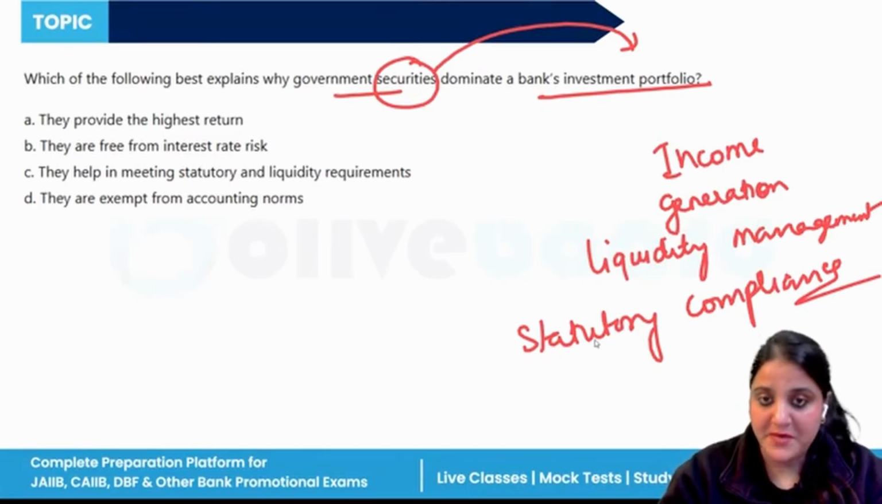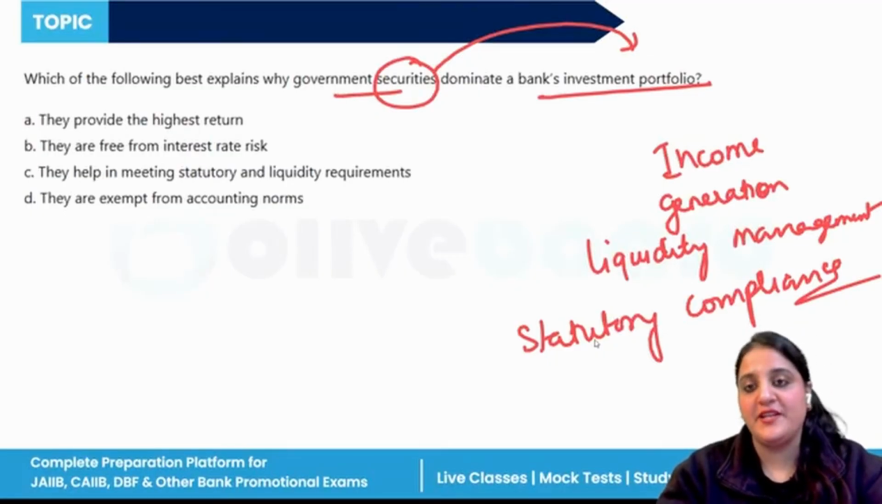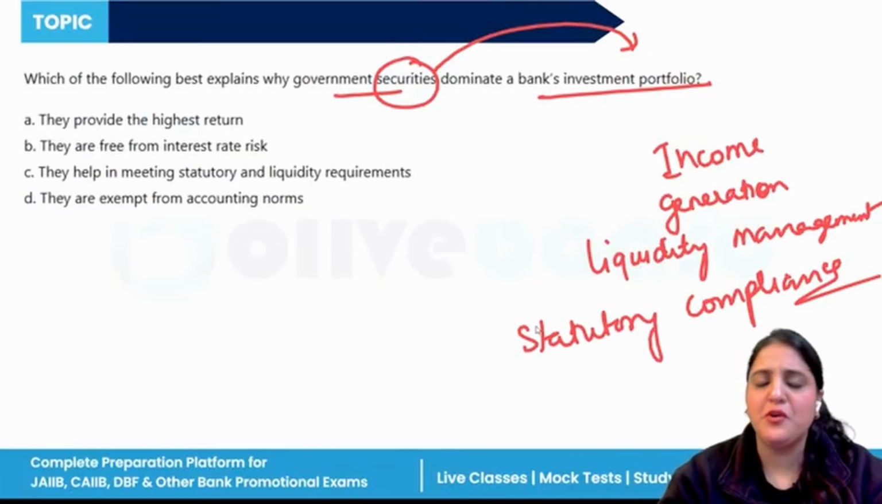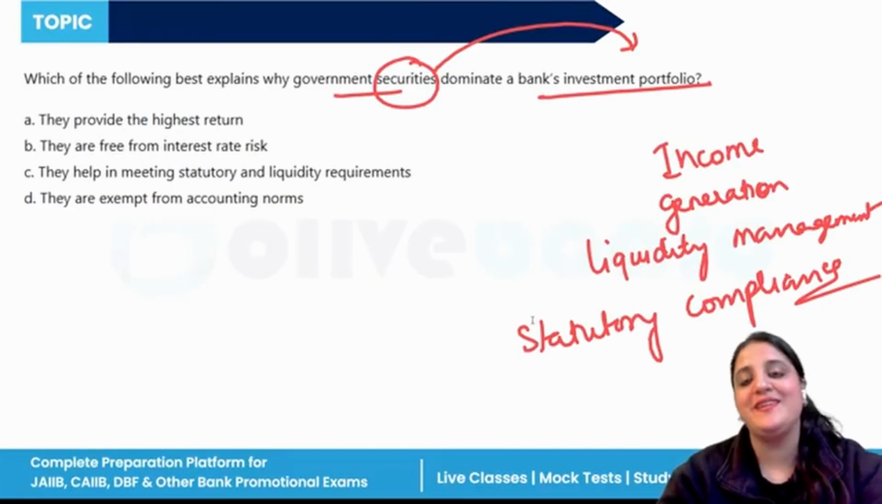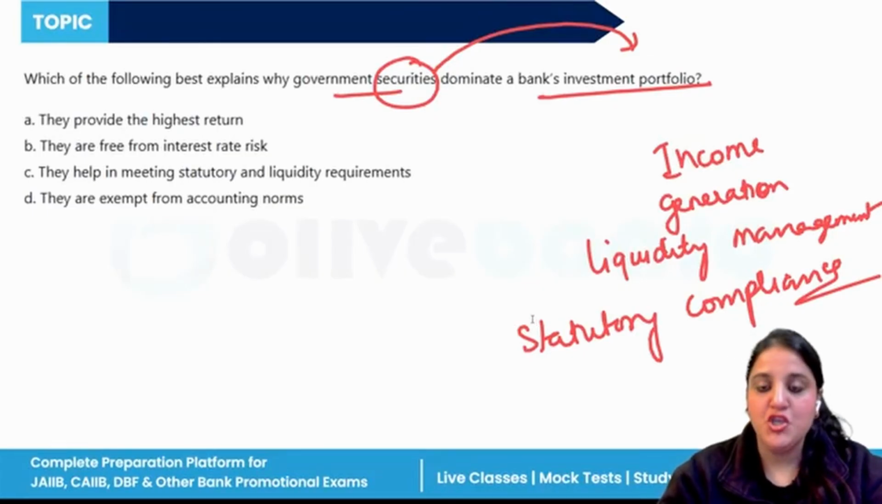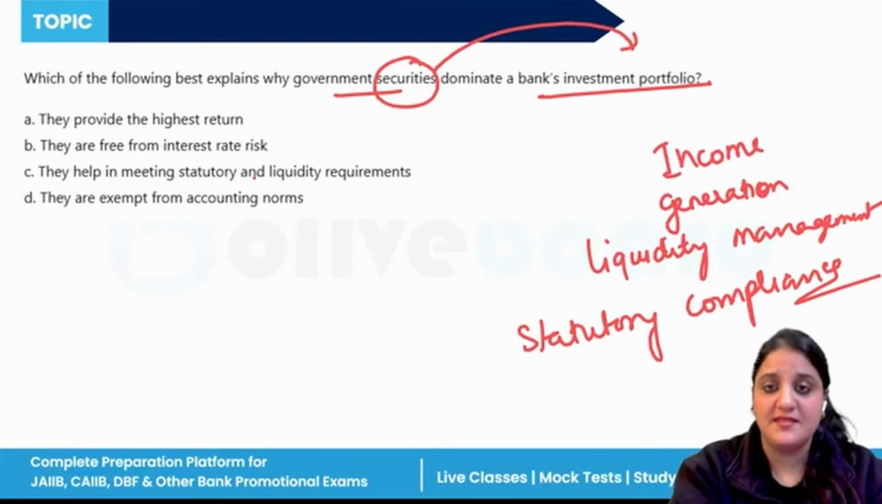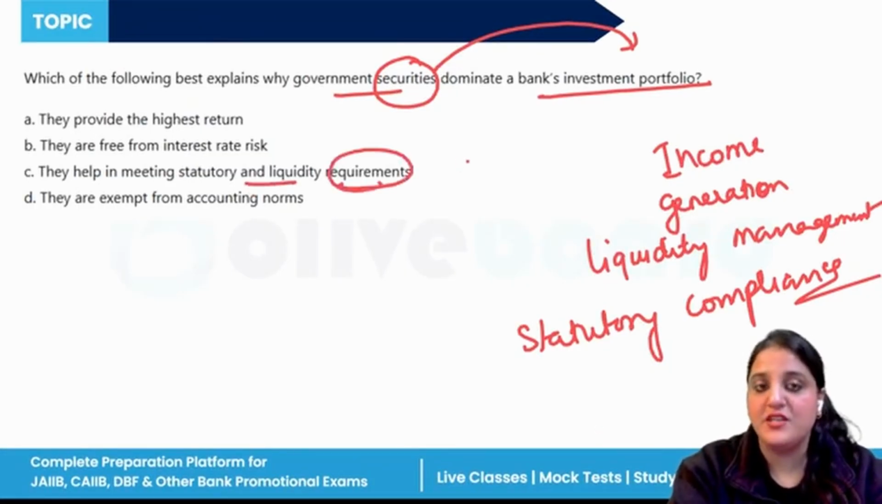So basically, in the given question, it is explaining that government securities dominate a bank's investment portfolio because they have to meet statutory and liquidity requirements. So GSECs satisfy the SLR and they are very highly liquid. That's why option C is correct, that they help in meeting the statutory and the liquidity requirements.